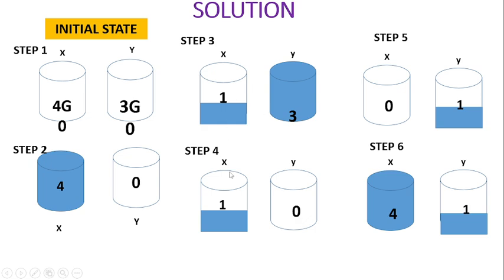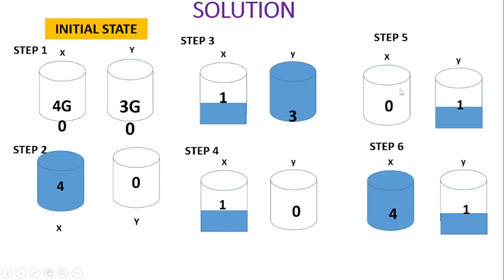Again, what I am doing here in step 4 is emptying X. I am emptying Y. So that means I empty the Y jug. Therefore this Y becomes 0 now. Already X is 1. So my state in step 4 is 1 comma 0.